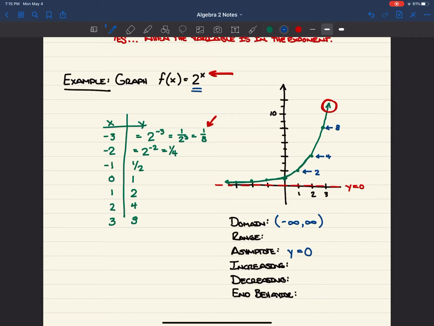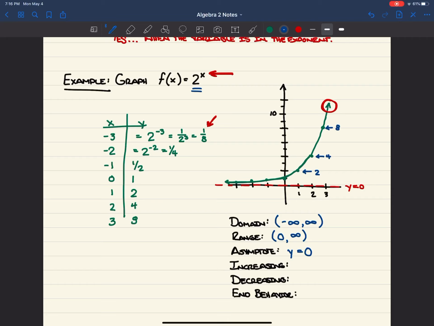It's never going to give me a negative value no matter what I put in for that exponent, which means that our range, our lowest y value, is going to be 0, and we already said as we go to the right, it's going up forever. It keeps getting higher and higher and higher, so it's going up to infinity.